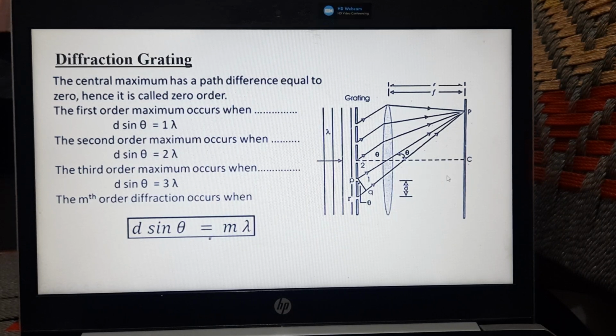So if we consider all the bright spots starting from the 0 order, then the first order will be represented as d sin theta equals 1 lambda, then d sin theta equals 2 lambda, and so on, and finally we generalize the formula for all the maxima as d sin theta equals m lambda.